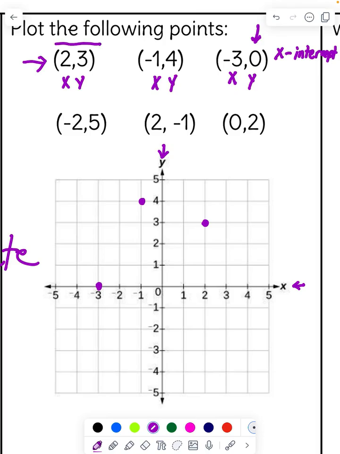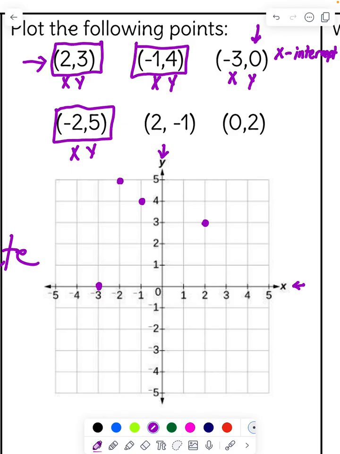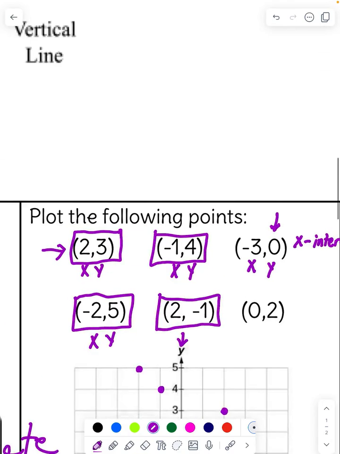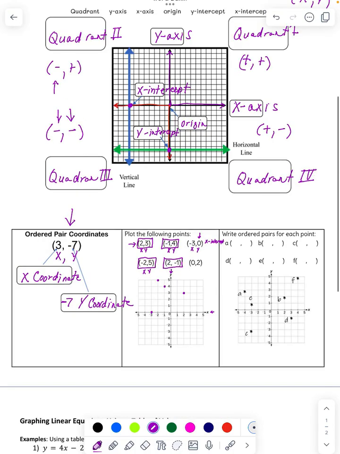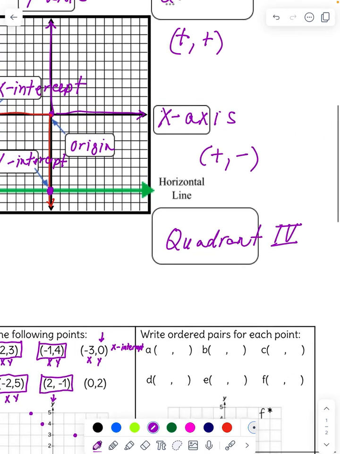Also, we could tell that this one was in the first quadrant because it was positive, positive. And we could tell that this one was in the second quadrant because it was negative, positive. So here's another negative, positive. So I know this one is going to end up in the second quadrant too. So -2, 5. And here's one that's positive and then negative. So I know it's going to end up in the fourth quadrant. Because it's positive and then negative.